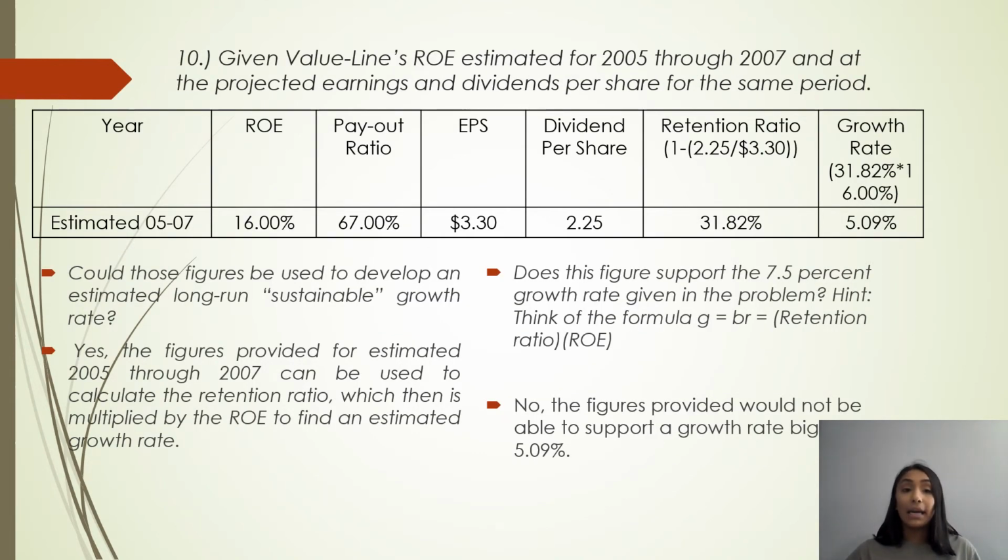Question 10 was asking whether, with the given values, the figures can support a 7.5% growth rate. I used the information provided to calculate the retention ratio with the formula 1 minus dividends per share divided by earnings per share to get 31.82%. I then multiplied this number by the ROE to get a growth rate of 5.09%, which means the figures provided cannot support a higher growth rate of 7.5%.